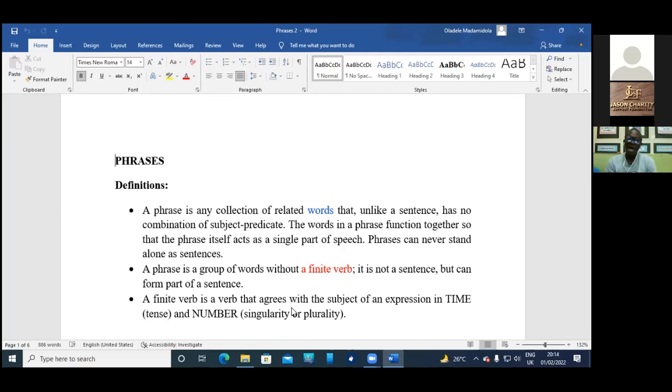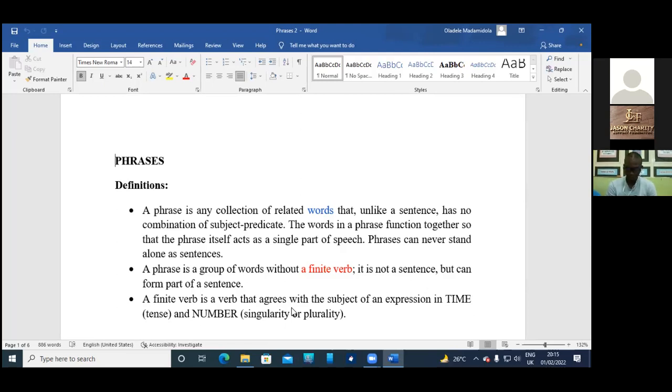But if there is no agreement between the subject and the verb in time, which is if it does not show tense, and it does not agree in number, if it does not show singularity or plurality, then that expression is a phrase, pardon me. So is there any question on that? Before we move on, please. Any question on that?